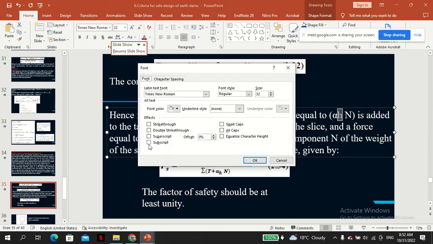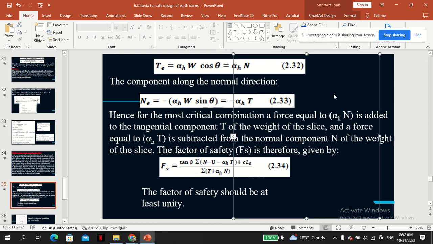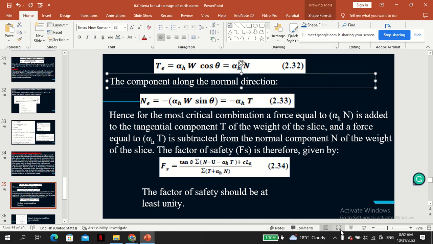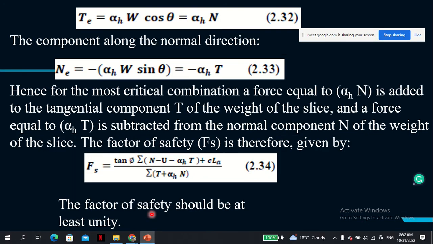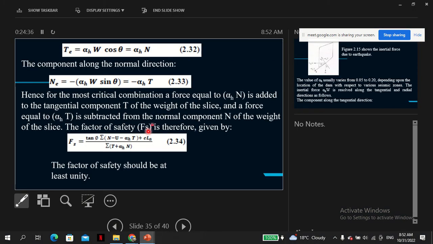So I do not want to hear that when you are taken to work in Rwanda or I don't know where, and then you are faced with an earthquake, you say you were not taught, or you work in some other jurisdiction. You need to be trained to be an international engineer. So hence for the most critical combination, a force equal to alpha hn is additional.